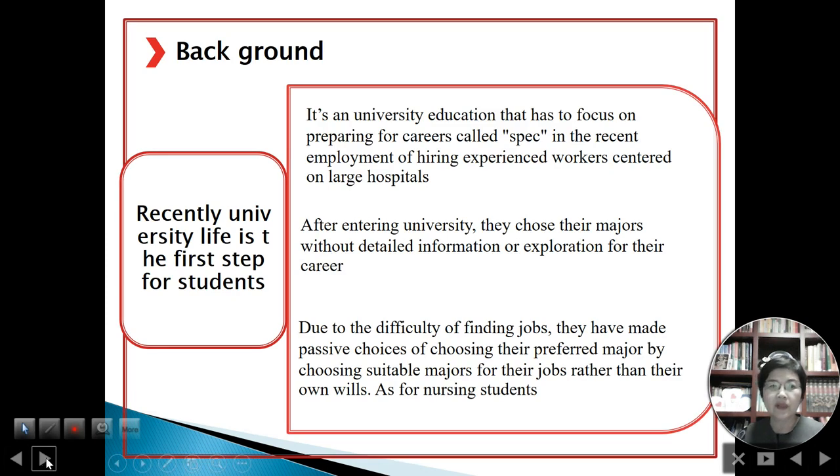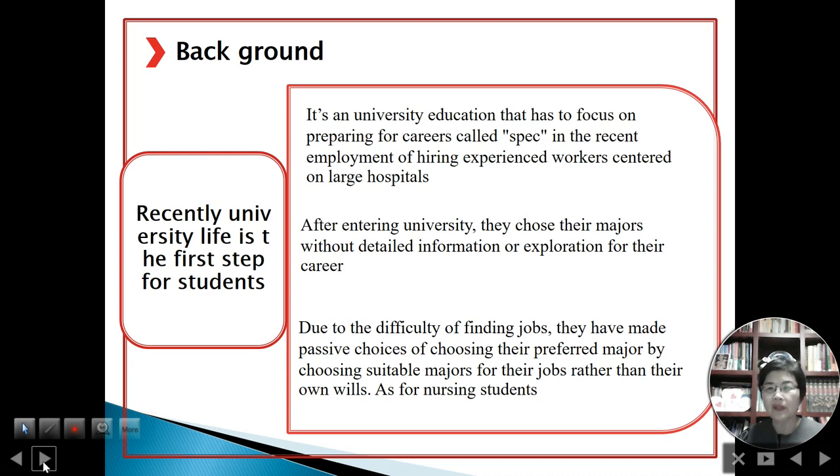Background. Recently, university life is the first step for students. It's a university education that has to focus on preparing for careers, called spec. In the recent employment of hiring experience, workers are centered on large hospitals. After entering university, they choose their majors without detailed information or exploration of their career.